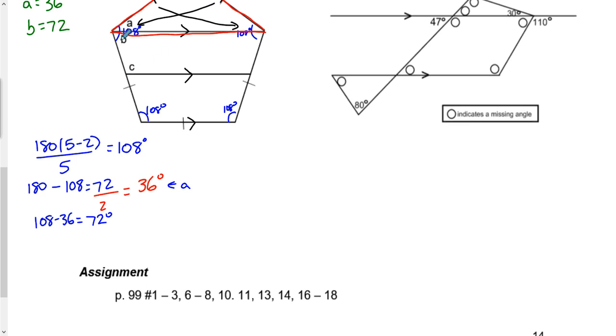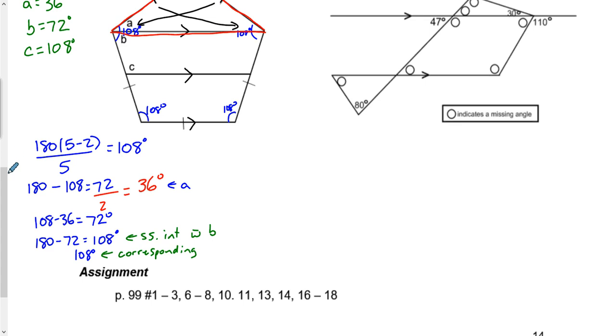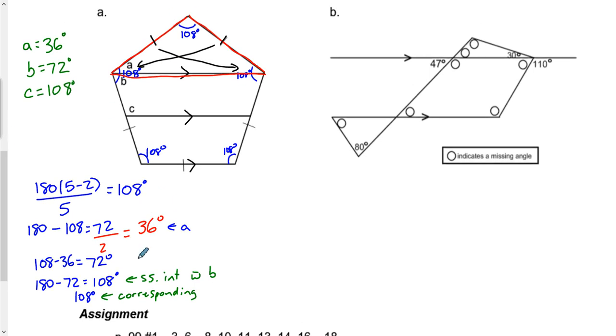We can either identify that B and C, because of these parallel lines, are same side interior, meaning I could take 180, subtract the 72, to give us 108, because we could say it's the same side interior with B, or we can also just simply state that's 108, because it's corresponding to that 108 degree angle. So again, another method. Sorry, 108. Another method of solving the exact same thing.